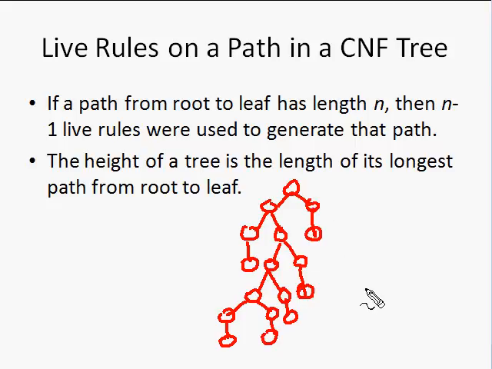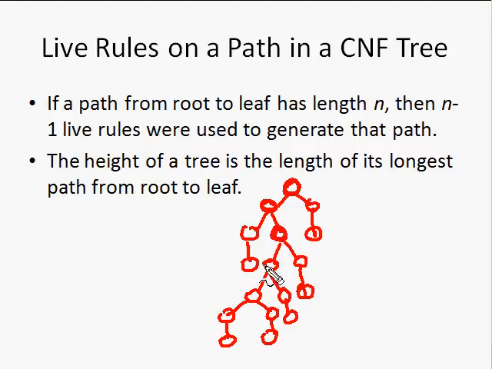Okay, there's a tree. Now I would like to count on the longest path in this tree how many live rules were used. And by the way, the length of the longest path in a tree is the height of the tree. That's the same thing. So here's a longest path. There's actually two of them, the same length. And how many live rules were used along that path? Well, there's a live rule. That's 1, 2. And why I'm counting is because these nodes have two children.